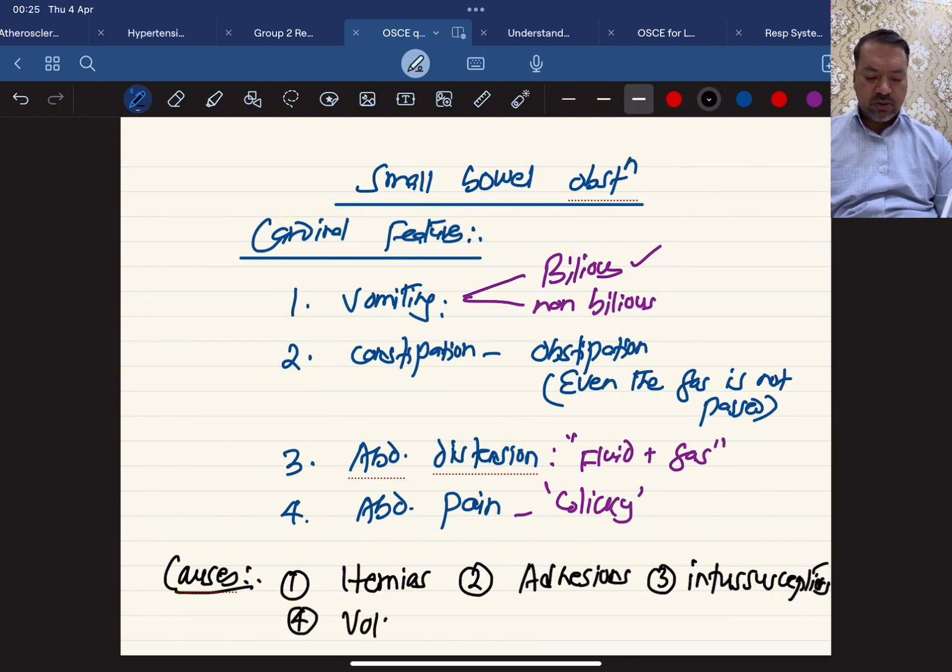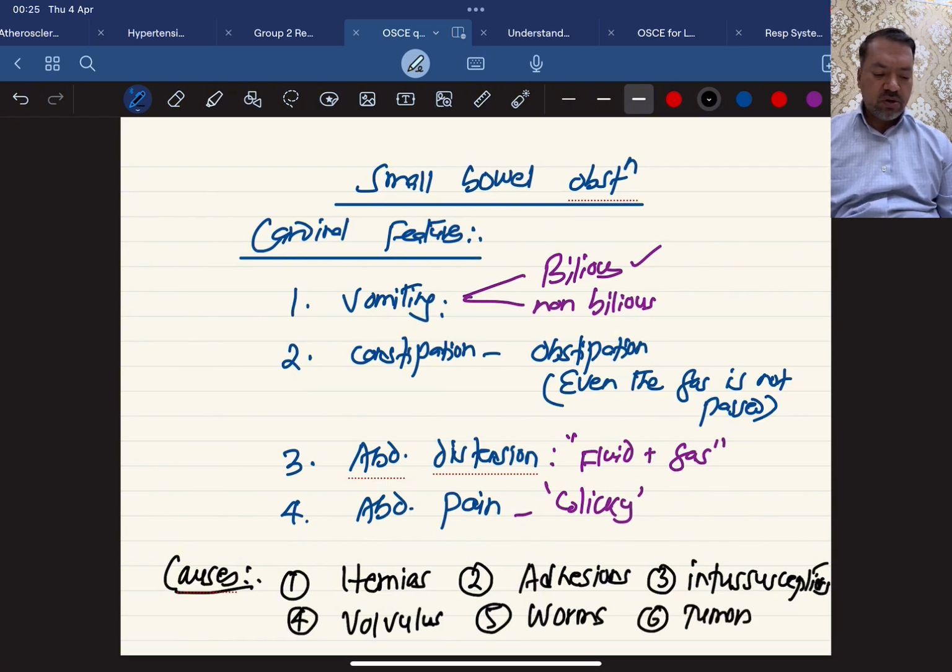Then volvulus, twisting of the bowel over a right angle. Okay, volvulus. Some of the worms, like ascariasis, a ball of ascaris may also lead to obstruction. Tumors, etc. So many other causes, but these are the common ones.